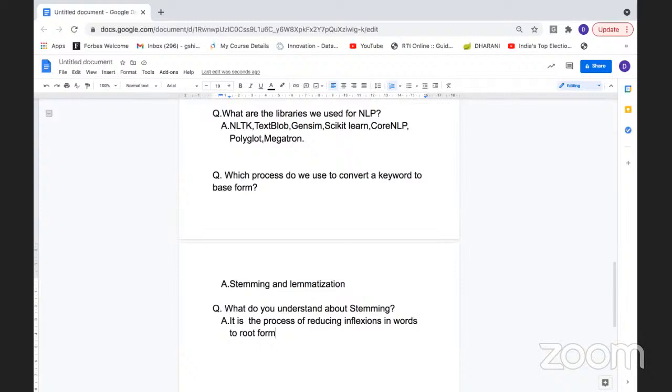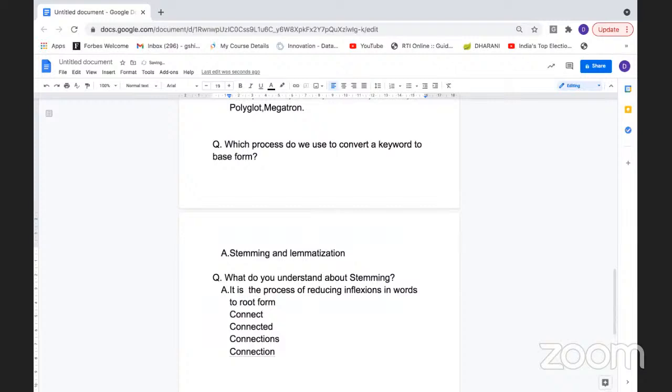So it could be any word, right? You say connect. If you take connect, you have connected, right? You have connections. You may have only connection. You may have connects. For all these words, the root form is only connect. This is what happens in stemming, right? So this is easy.